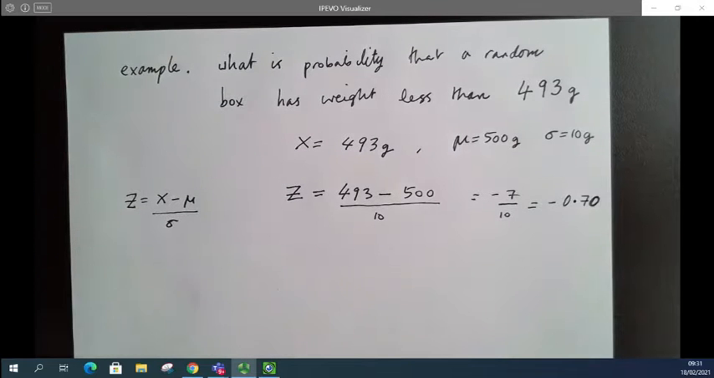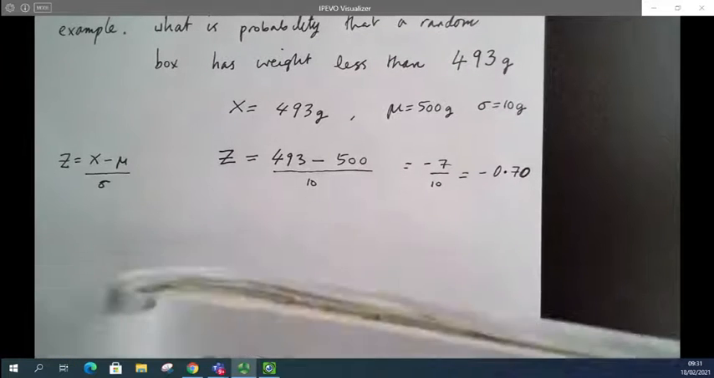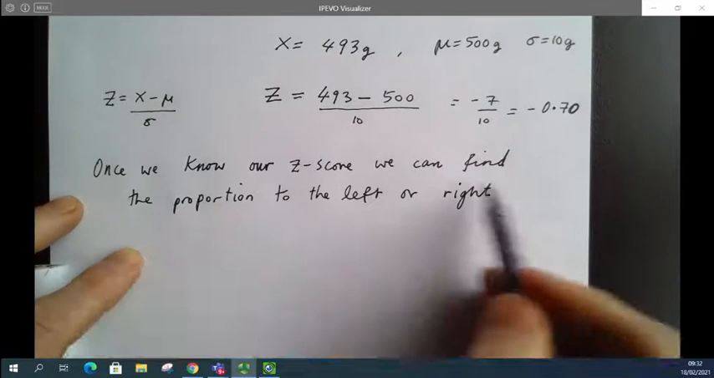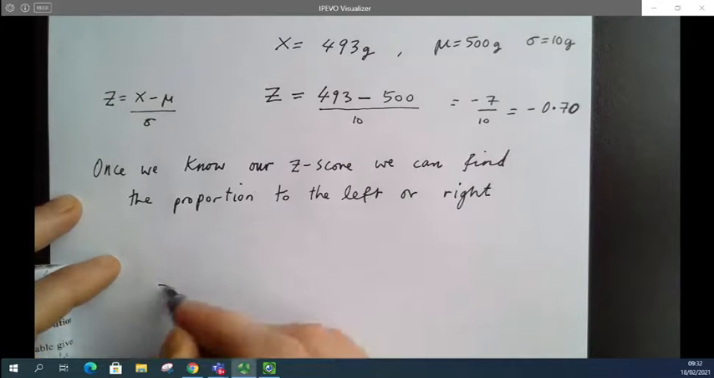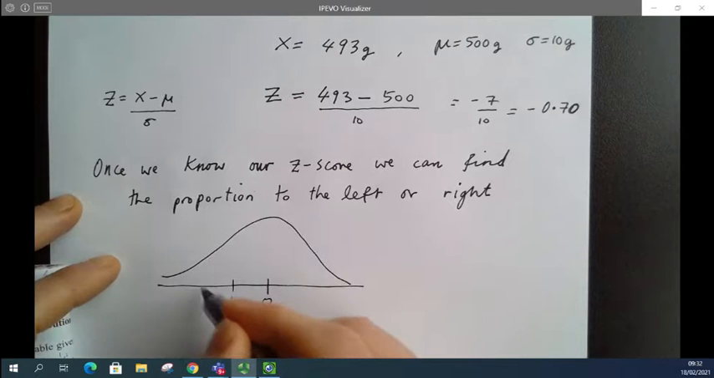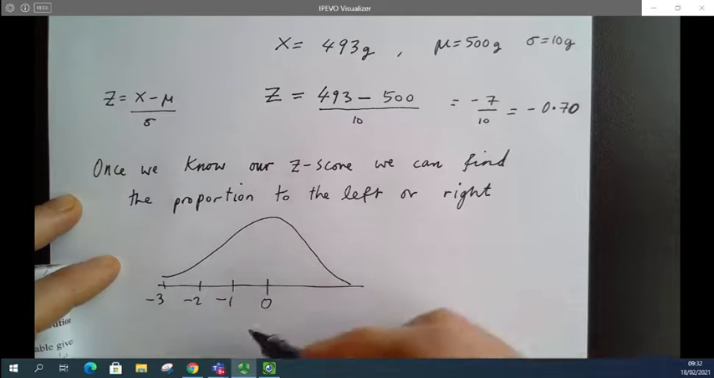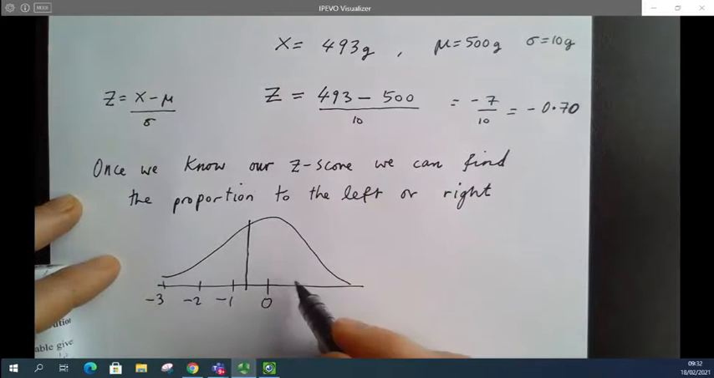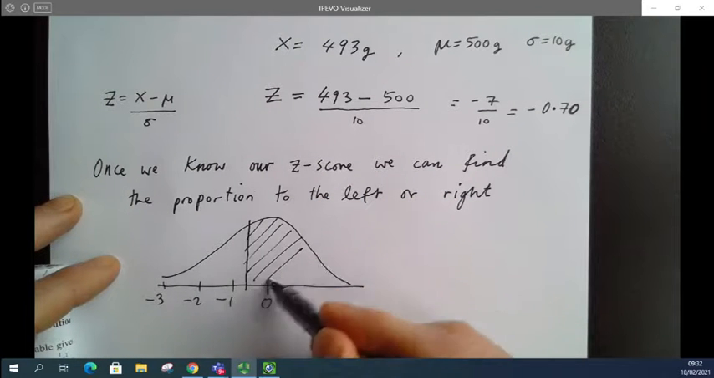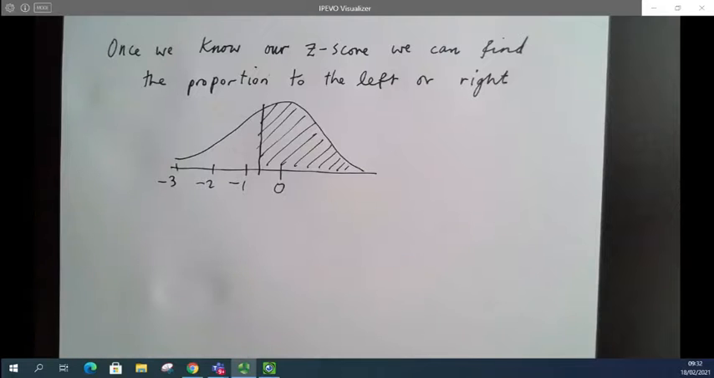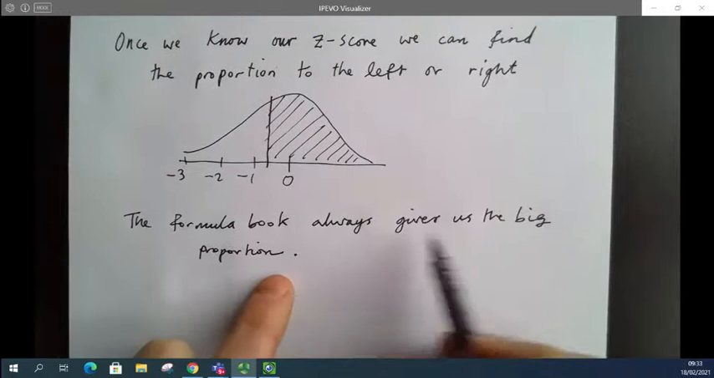Okay, that's great. Once you know your z-score, we can find the proportion to the left or to the right. So we have a standardized normal distribution. It looks something like this: 0 in the middle, minus 1, minus 2, minus 3. We're here, minus 0.7. Now, the formula book always gives you the big proportion.